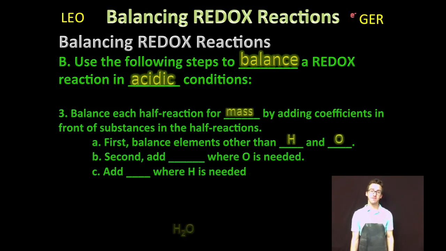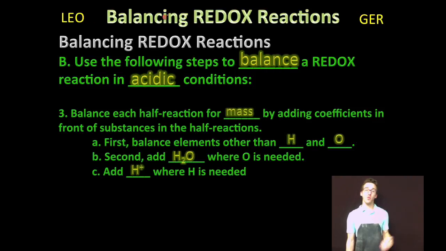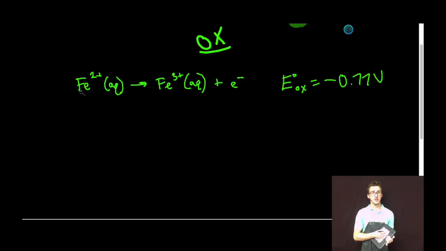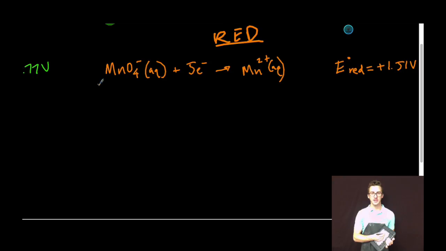Step 3. Balance each half reaction for mass. You're first going to balance elements other than hydrogen and oxygen. When you need to balance oxygen, add water, and then finally add hydrogen ion to balance the hydrogen. As I look to balance for mass in the oxidation half reaction, notice that I have 1 iron on the reactant side, 1 on the product side, already balanced for mass. As I look at the reduction half reaction, I've got 1 manganese on the reactant side, 1 on the product side, but I have 4 oxygen on the reactant side. To balance oxygen, I'm going to add 4 waters.